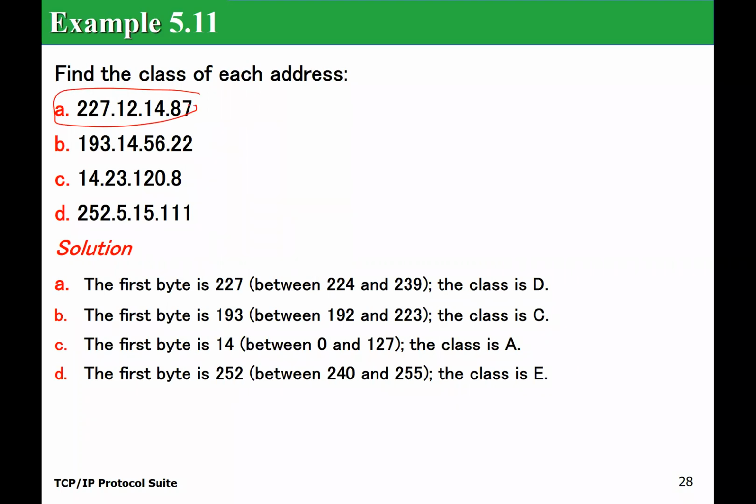Now let's go to the other one. What is this one? Class A, B, C, D. Can you tell me? If you remember the table, that's class D. Why? Because D, remember, is between 224 and 239. Okay, what about this one? It's easy, this one. C, because again, 192 to 223 is C. 14, class A right away. 252, that's the last one, class E, all right?